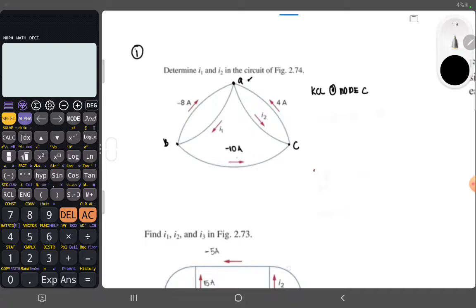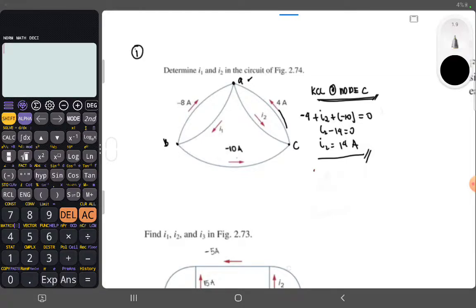So pag nag-KCL tayo sa node C, mapapansin mo that yung current na palabas sa node C is our 4 ampere, so that is negative. Then papasok yung ating I2, that is positive, and then papasok yung ating 10 ampere, so this is positive, negative 10, which is equal to 0. So from here, I may say that I2 is equal to negative 4 plus negative 10 is equal to negative 14 equals 0. So therefore, our I2 is equal to 14 ampere. Okay, next.